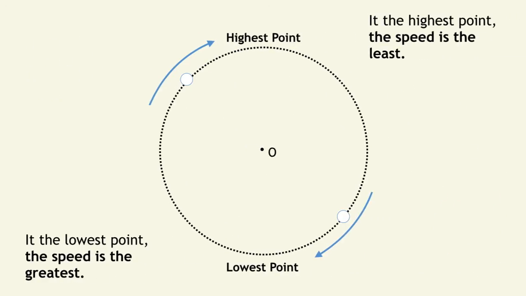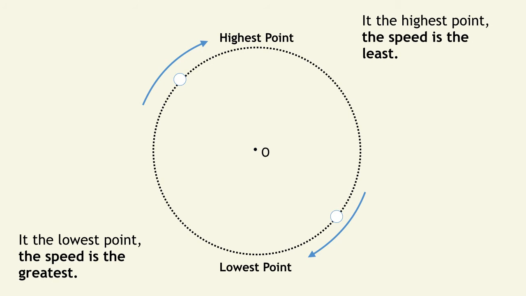So knowing this, as you rise, your speed decreases. So therefore, at the highest point, your speed cannot decrease any further before it starts to increase again as you go down. Therefore, the speed is the least. And at the lowest point, your speed cannot increase any further. So therefore, your speed is the greatest.